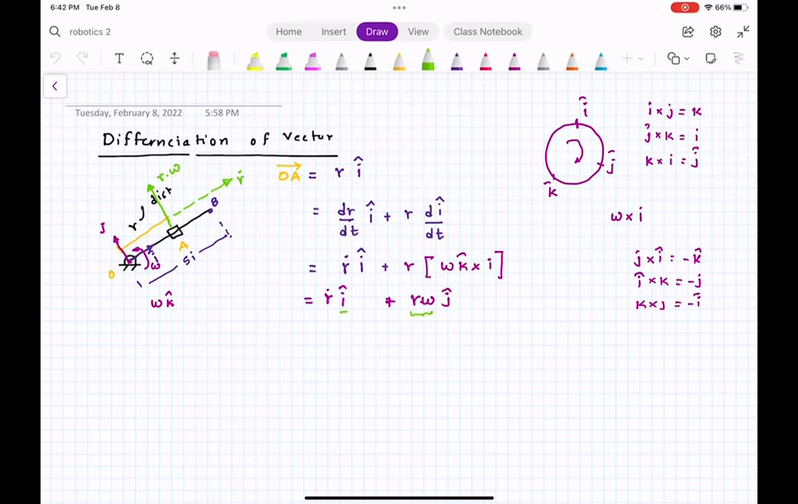Summarize only about di by dt. After differentiation, it's omega k times i, right? What is omega? Omega is the angular velocity. Angular velocity is a vector or a scalar? Vector. Angular velocity has direction and it has magnitude. This particular rod is rotating counterclockwise. So can you see that I have shown omega like this? About which axis is omega rotating? K axis. Is it coming outside of the board or going inside the board? It's coming outside. Curl your fingers in the direction of omega, your thumb is pointing towards positive K. Can you see? That's why it's omega k. Everyone understood this?